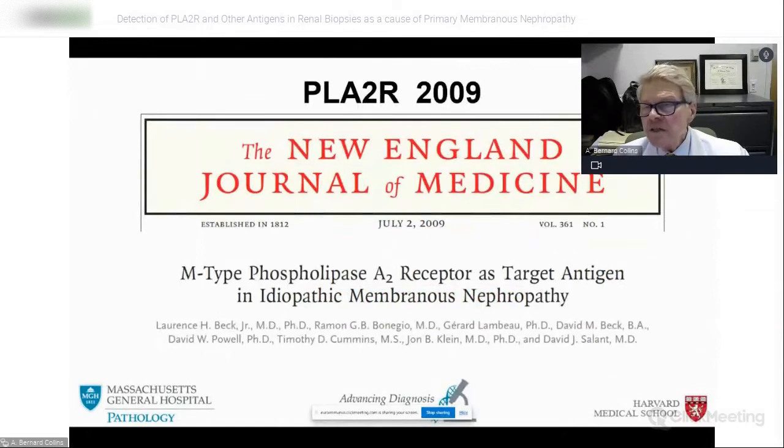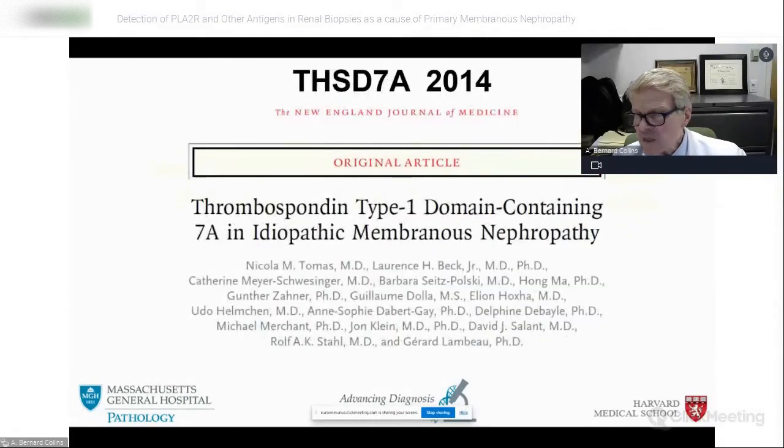The first antigen was described by Larry Beck and Lawrence Beck and colleagues in 2009 and was reported in the New England Journal of Medicine. It was the M-type phospholipase A2 receptor. And this was groundbreaking results. It really changed the diagnosis of membranous, which, as you know, is one of the most common causes of nephrotic syndrome in adults.